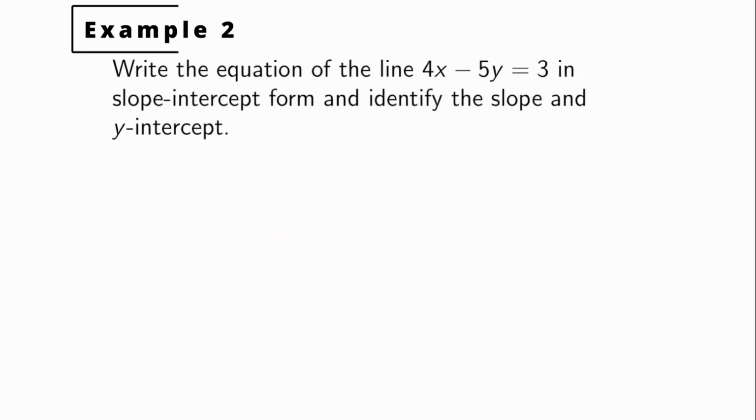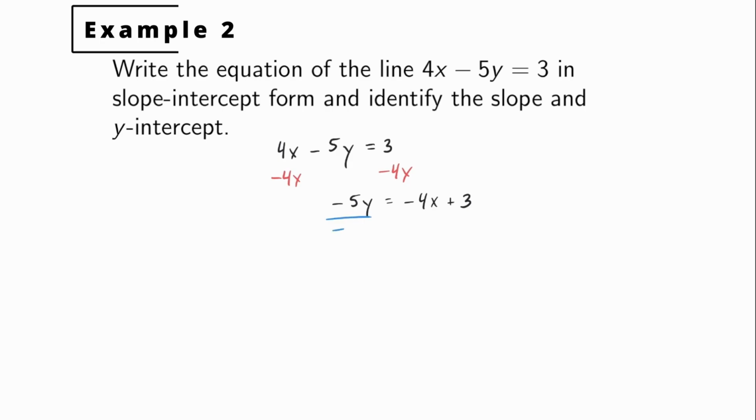Example 2. Write the equation of the line 4x minus 5y equals 3 in slope-intercept form and identify the slope and y-intercept. We have it written in standard form, like ax plus by equals a constant. To write it in slope-intercept form, we simply solve for y. I'm going to start by moving all the non-y terms to the other side. So subtract 4x from both sides. That gives you negative 5y equals negative 4x plus 3.